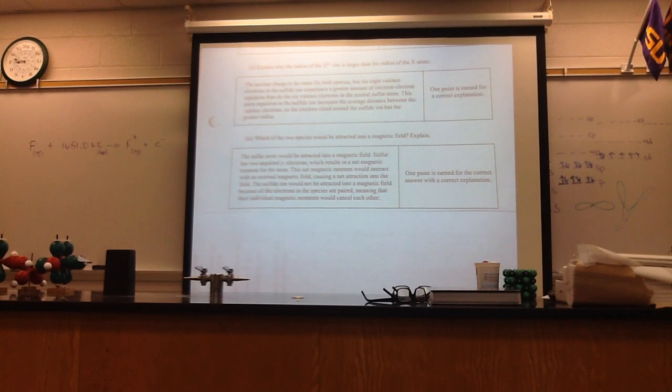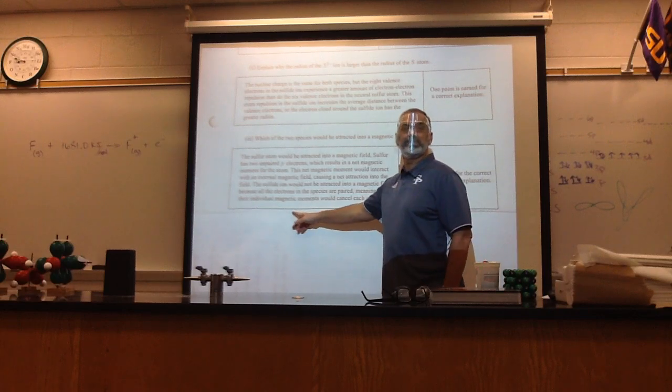You do not have to define paramagnetic if you're using it correctly. You are, in a sense, defining it by saying it has two unpaired electrons, making it paramagnetic and attracted to the magnetic field. Whereas the sulfide ion would not be attracted because all electrons are paired, meaning their individual magnetic moments would cancel each other out, making it diamagnetic.